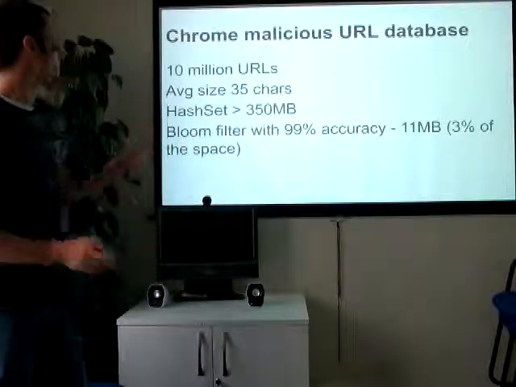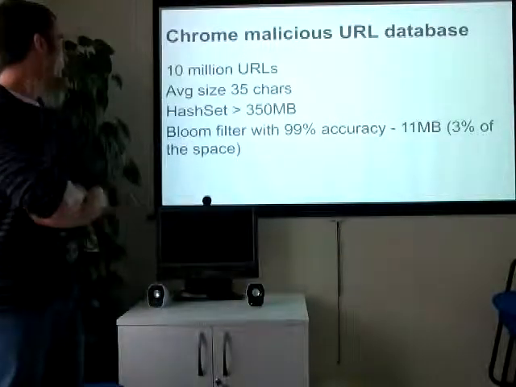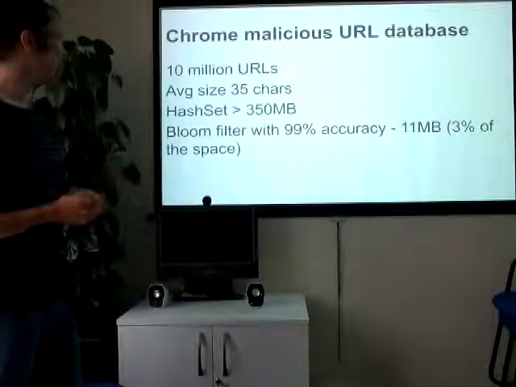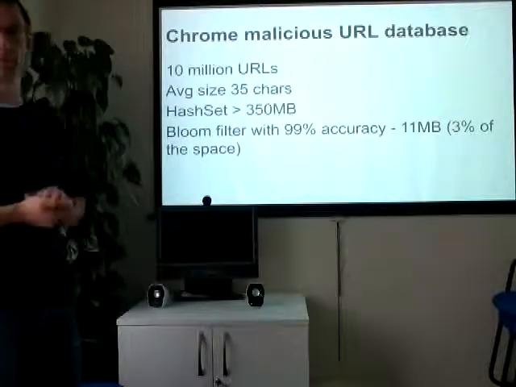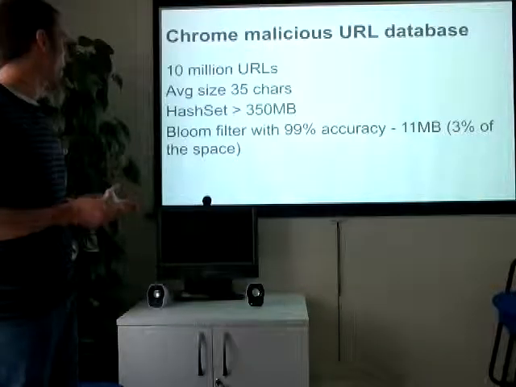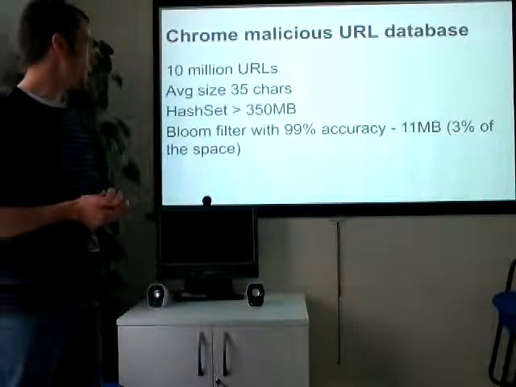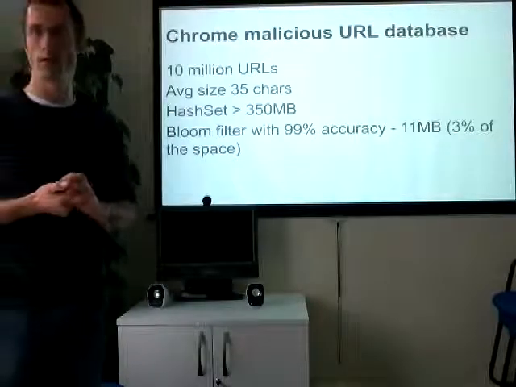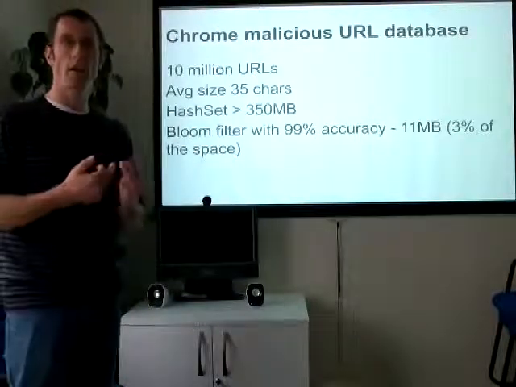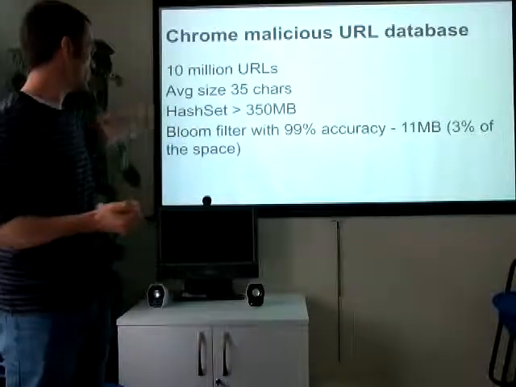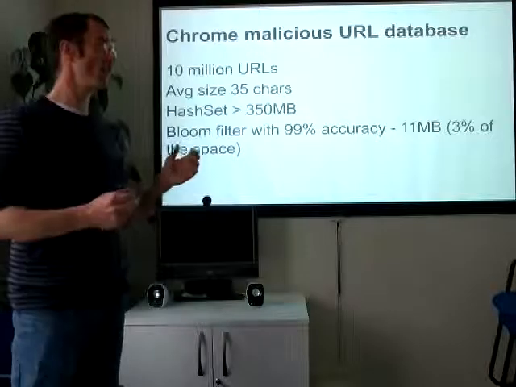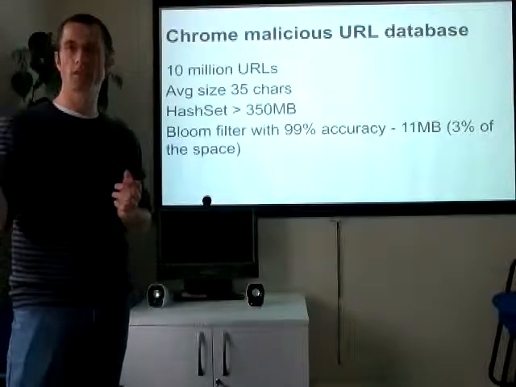So, back to our example of the Chrome malicious URL database. With 10 million URLs averaging 35 characters, that's a 35 meg hash set. Actually, it's a bit bigger than that, but more or less. Using a Bloom filter with 99% accuracy gets that down to 11 meg, which is pretty cool. That's quite a significant reduction. And so the way that Chrome works is it ships that Bloom filter with the browser, and if you request a URL, it will go and look it up in the Bloom filter.